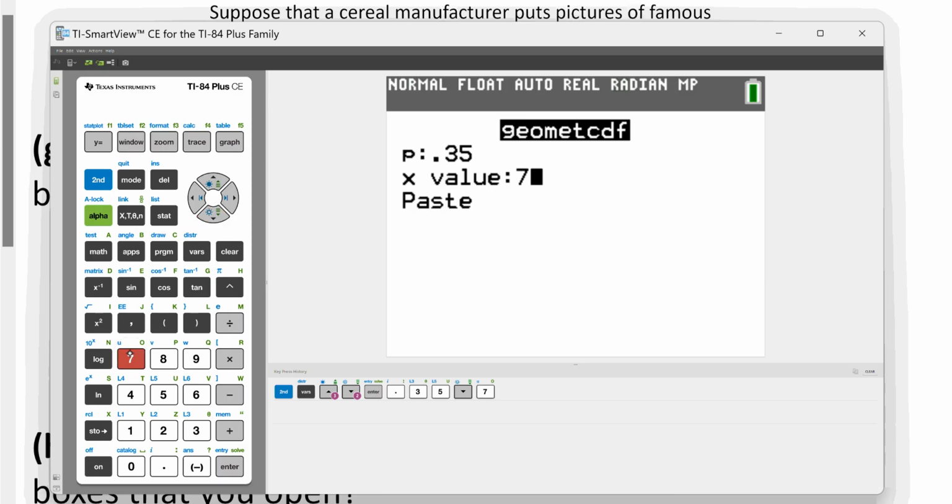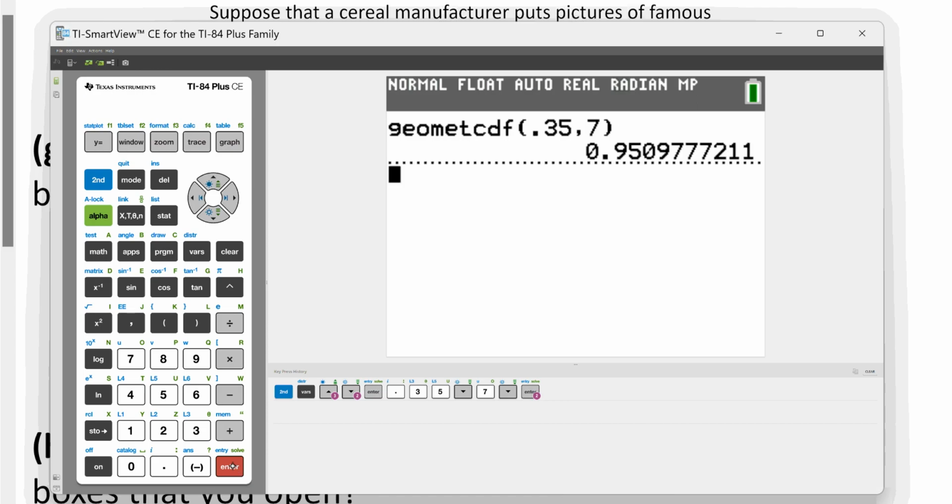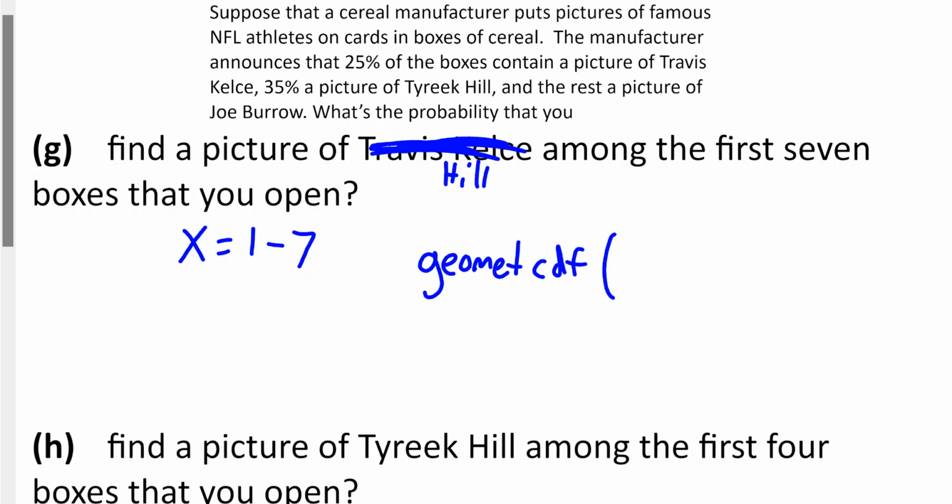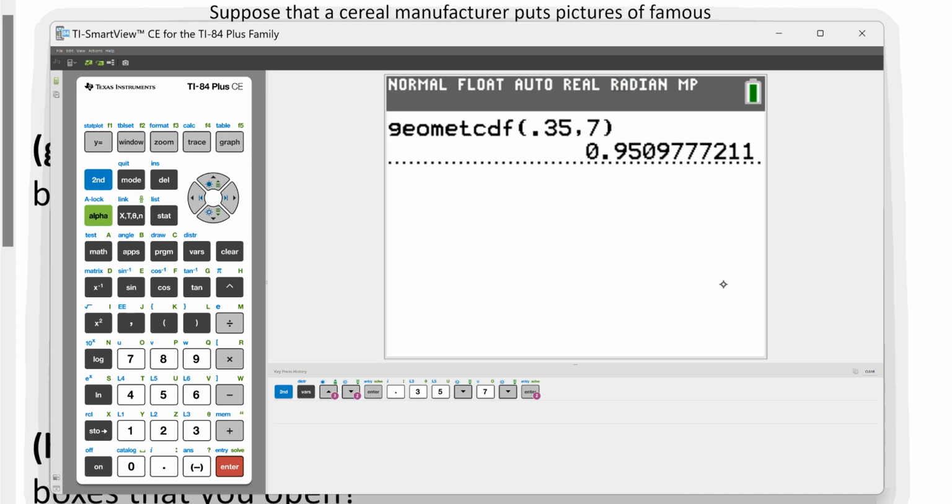It's, again, kind of like binomcdf. It's the highest, the last value, so everything this and below. We're going to paste that here. We got 0.950, let's say 0.951, okay? But all we're putting in there is 0.35 for Tyreek Hill, and we want it within the first 7, okay? And again, that was 0.951.